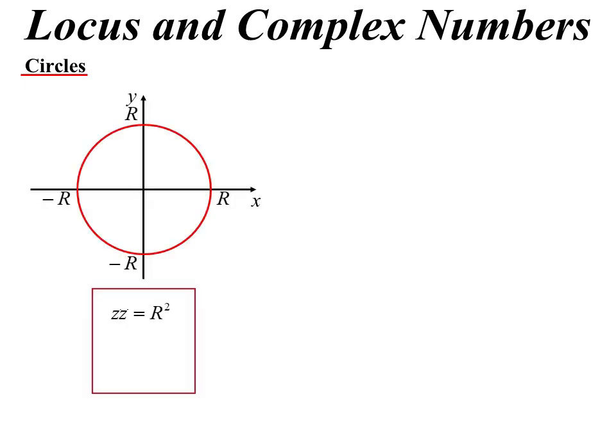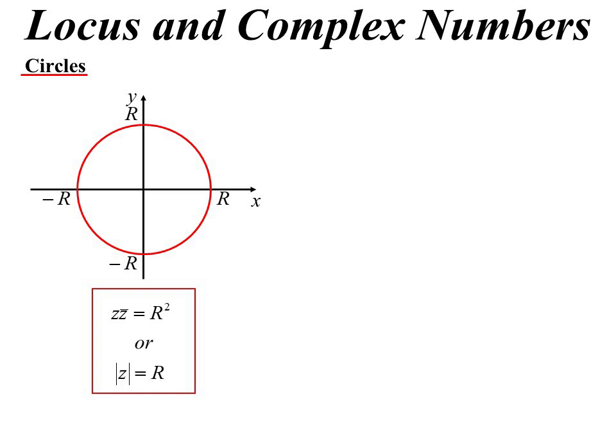Let's take a look at the geometrical representations. So in particular, first of all, circles. We talked a bit about that before. And there it is, our standard circle, centre at the origin. And we saw that it was z times z conjugate equals r squared. But now we have another way we could write it.